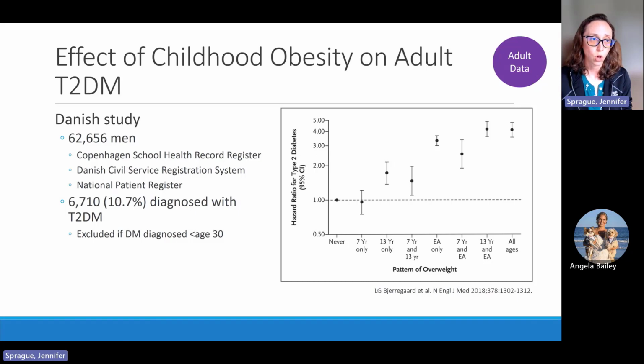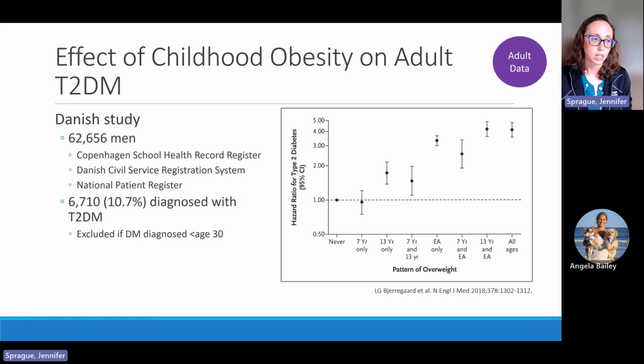Copenhagen School Health Record Registry, the Danish Civil Service Registration System, and then a national patient registry to identify diagnosis of diabetes. About 10% of the total population got diagnosed with type 2 diabetes over the course of this study.